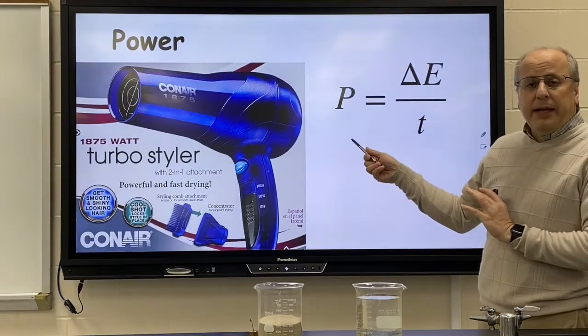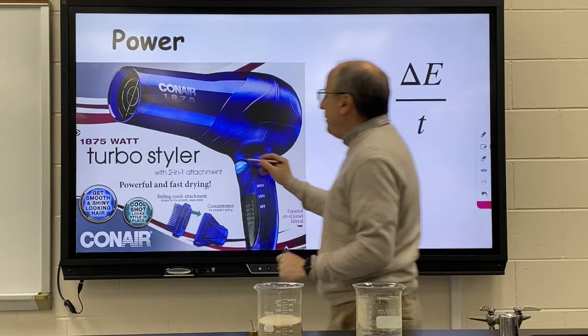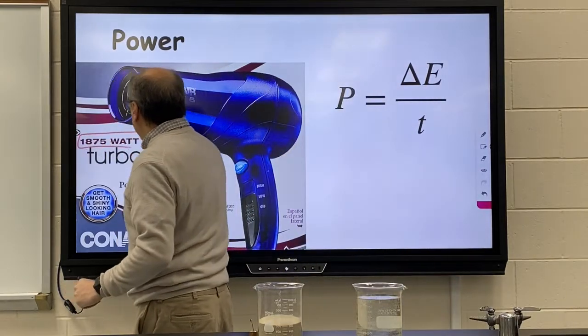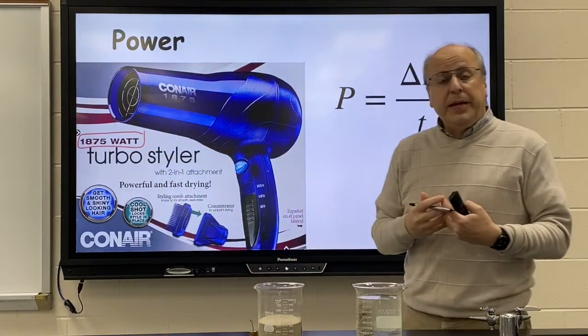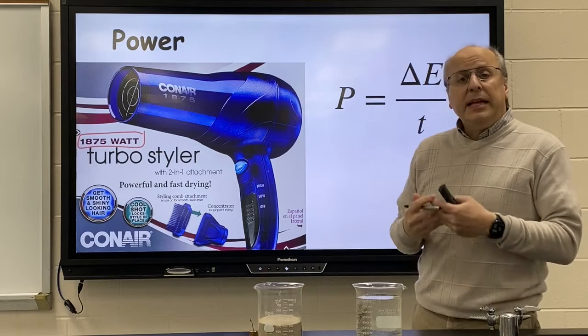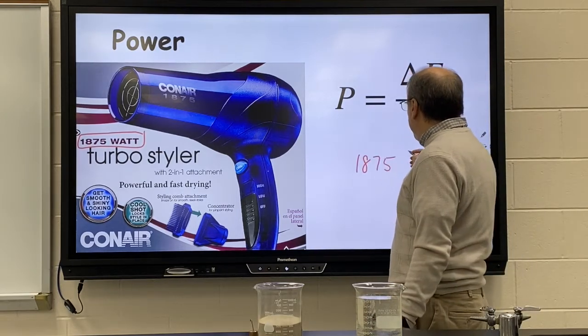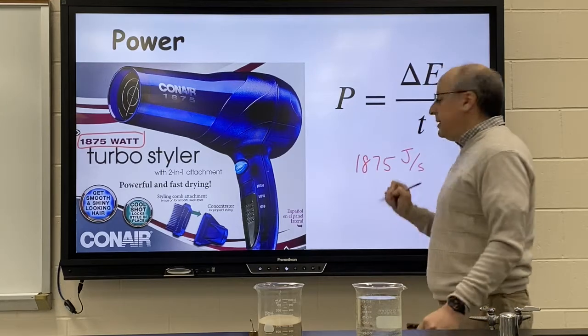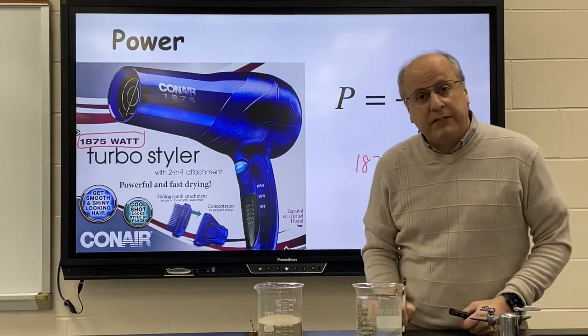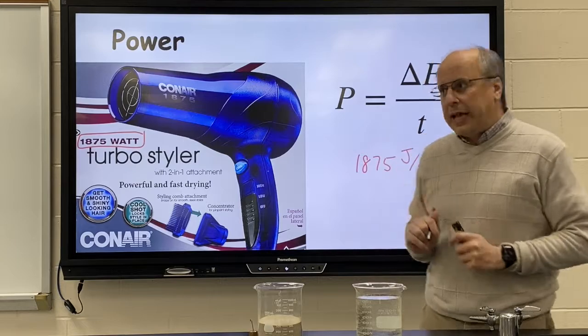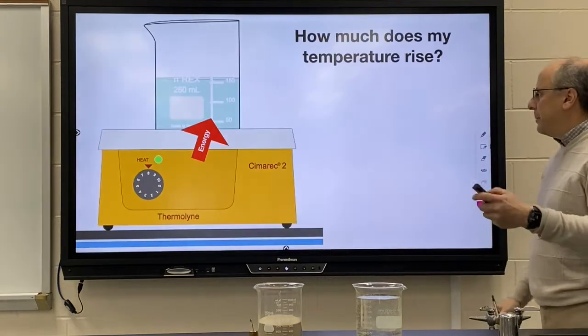If you have an appliance like a hair dryer, the power will tell you how much energy is being generated each second. So in this case, it's 1875 watts. That means 1,875 joules every second. Okay, so remember that.